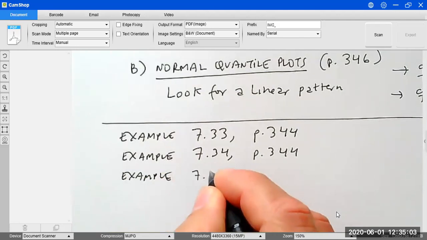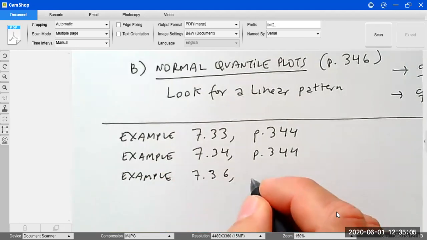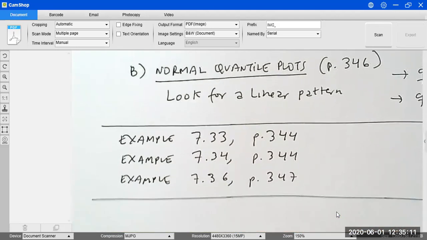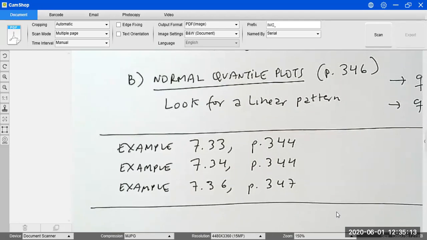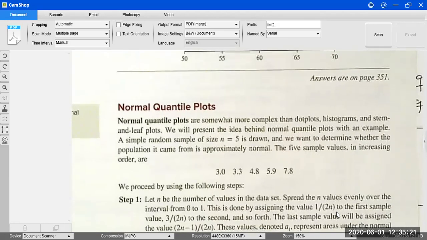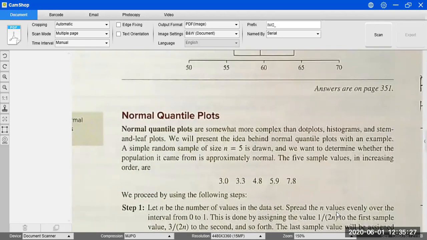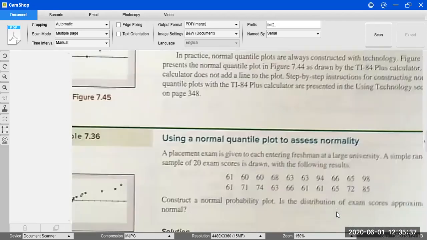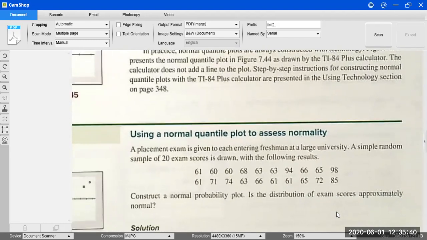Example 7.36 on page 347. So that's another example. Let's check the problem. Now we're going to use normal quantile plots. This problem is on page 347. Problem 7.36 is here. So now we have another data set.